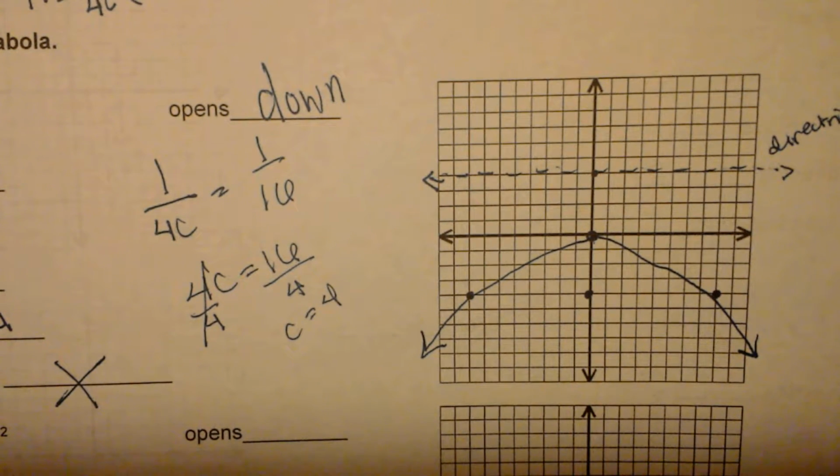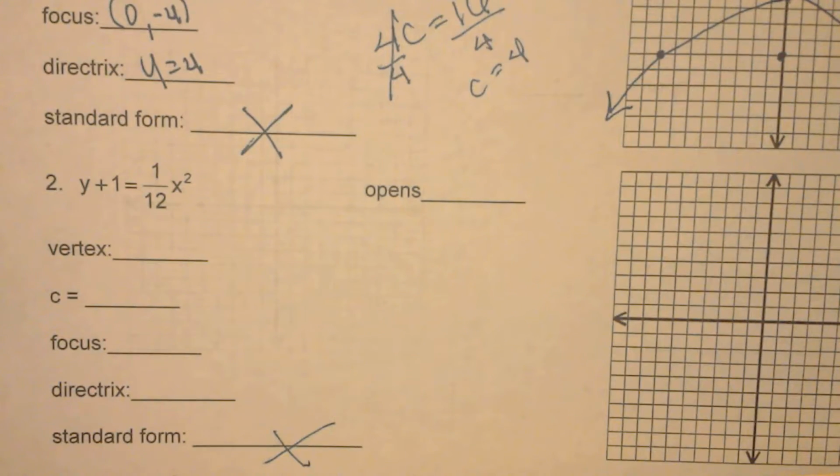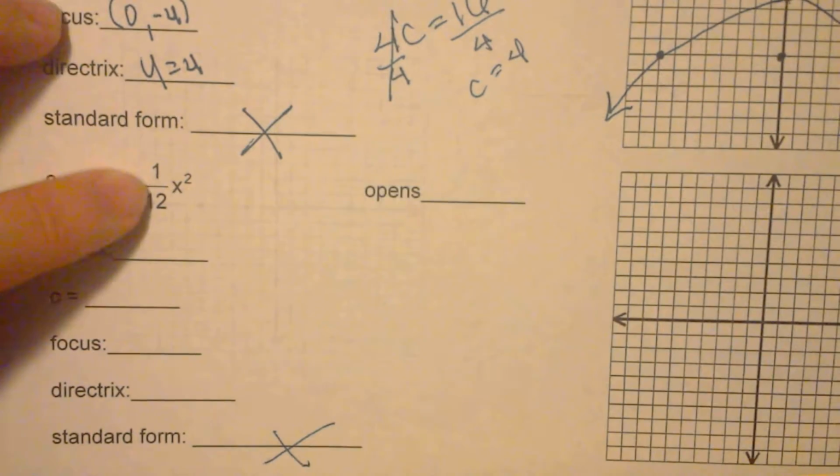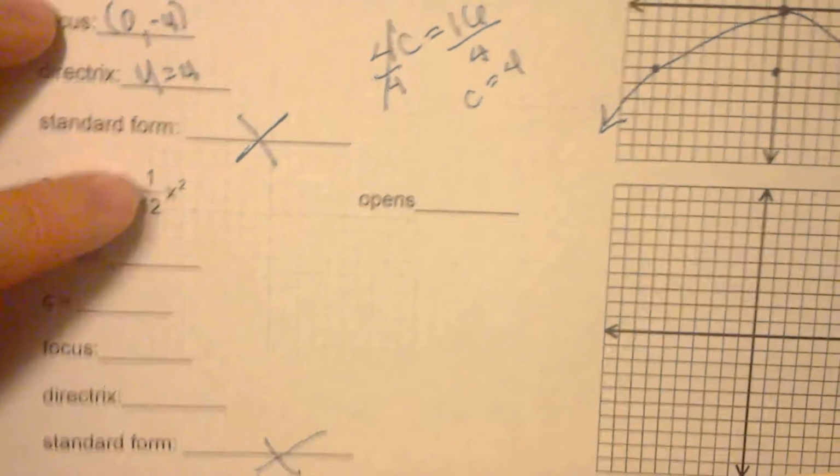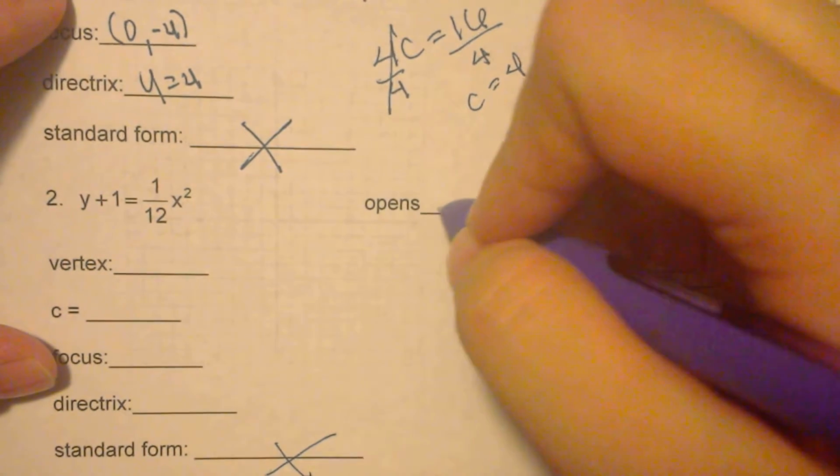Or I could have just put it in the calculator and got a table. So this one, my vertex is not at 0, 0. And the number in front of x squared, my coefficient on x squared, is positive, so it's opening up.